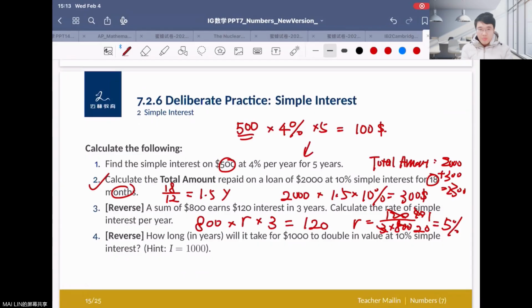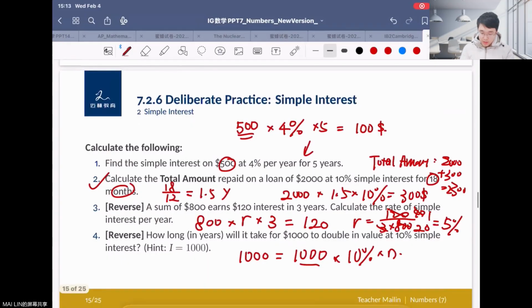Okay. And the last problem is: how long will it take for $1,000 to double in value at 10% simple interest, right? So if you want to double the money, you have $1,000 and you have to earn about $1,000 more, right? So here you can say you have to earn $1,000. You have base money times the 10% times 8 years, right? So finally you can calculate it.